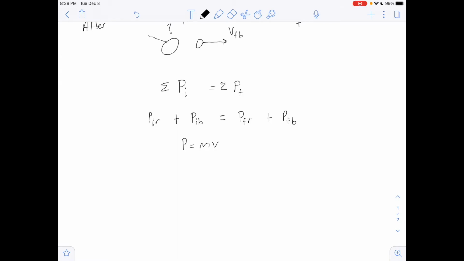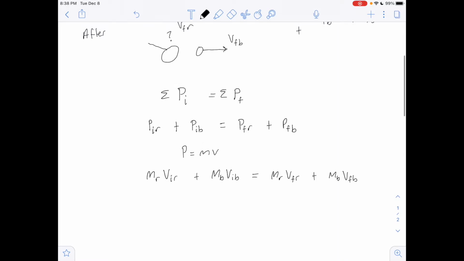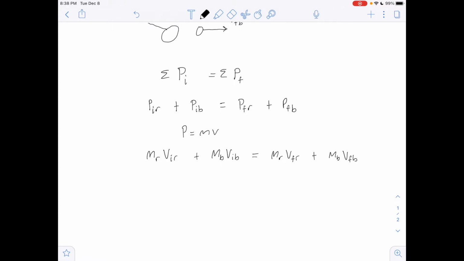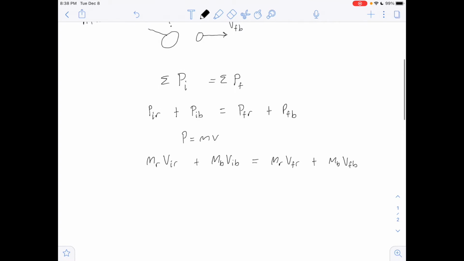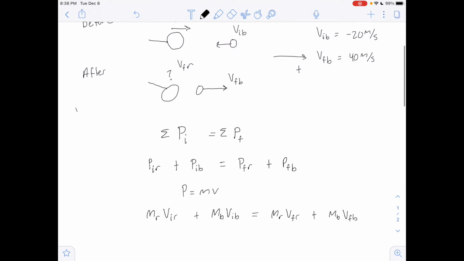So momentum initial of the racket, that's going to be mass of the racket, the mass doesn't change, times velocity initial racket, plus mass of the ball, velocity initial ball. And then we're going to set that equal to mass of the racket, v final of the racket, plus mass of the ball, v final of the ball. So there's the full conservation of momentum. And all we have to do from here is just solve for the value that we want. And part A is asking for the v final of the racket.